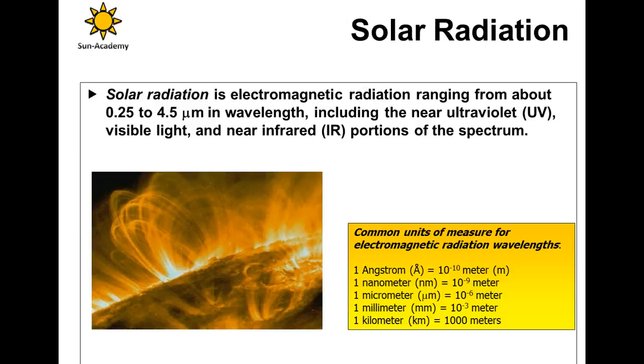The sun produces immense quantities of electromagnetic radiation. The tiny fraction reaching the Earth's surface amounts to approximately 170 million gigawatts, many thousand times greater than the electrical power used on Earth. The United States uses just over 1,000 gigawatts of electrical power. Solar radiation is electromagnetic radiation ranging from about 0.25 to 4.5 micrometers in wavelength, including the near ultraviolet, the visible light, and the near infrared portion of the spectrum.